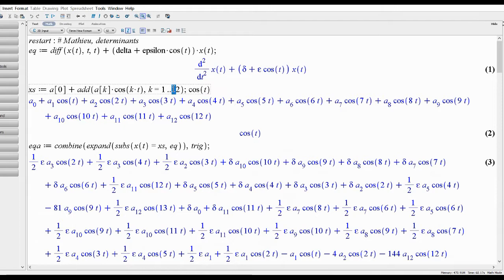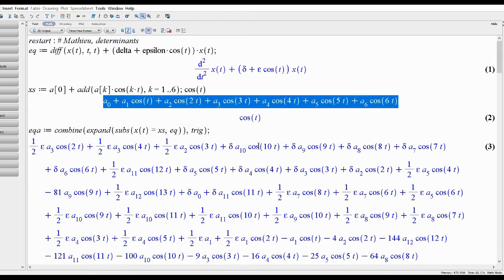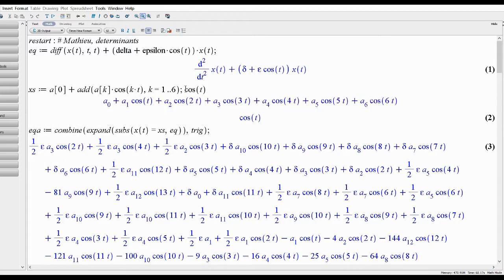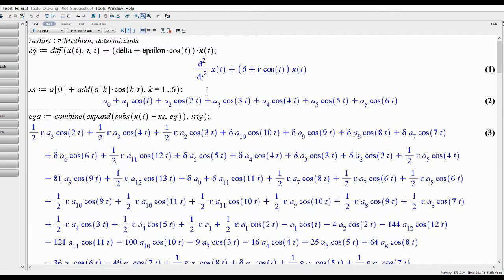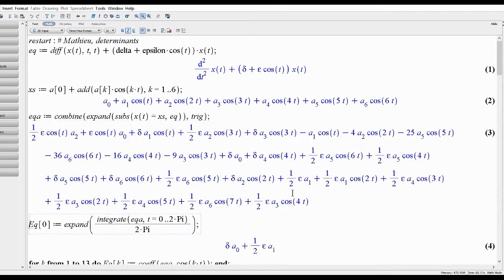So over here I will keep only a few terms. I'll keep it up to 6. Okay, so this is my assumed expansion, and y is cosine of t here. Then I am going to substitute this expression into my differential equation and combine trig. Okay, so I have a shorter expression now because I'm taking fewer terms.